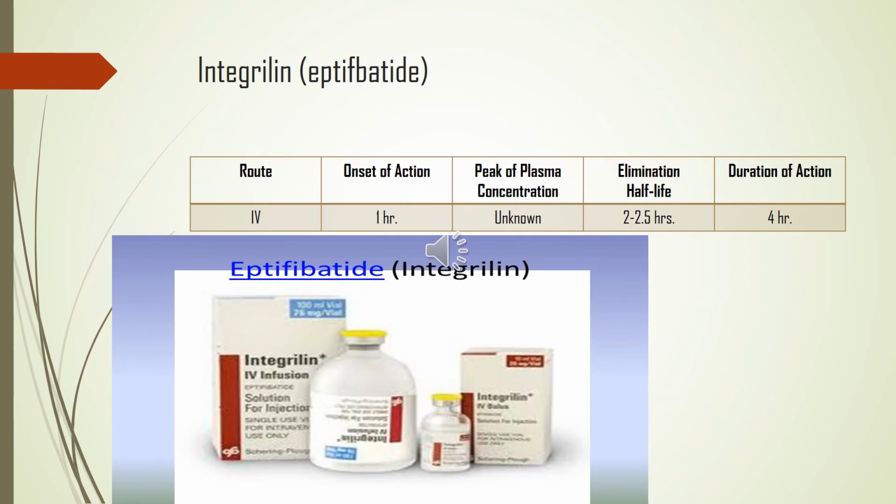Okay, Integrilin. This is one that we do use in heart caths, especially if they've had several stents or if we've removed a blood clot with it. It is only given IV. This is the pharmacokinetics part of it. Duration is 1 hour, peak plasma concentration is unknown. Elimination half-life is 2 to 2.5 hours, and duration of action is every 4 hours.